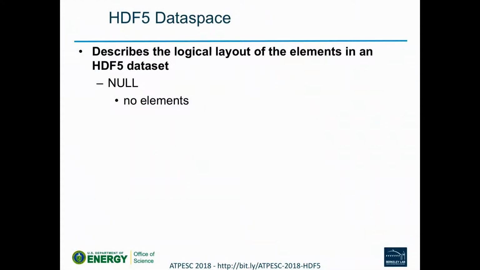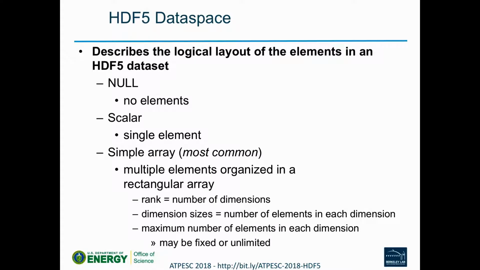Data spaces describe the logical layout of elements. You can have null data spaces if you just want an attribute that says, hey, this is a tag on something, and I don't really need any data associated with it. So if my data space is null, there are no elements. You can make scalars that act like zero-dimensional points, just a value. Or, as I say, the most common one here is a simple array. It's multiple elements in a rectangular array.